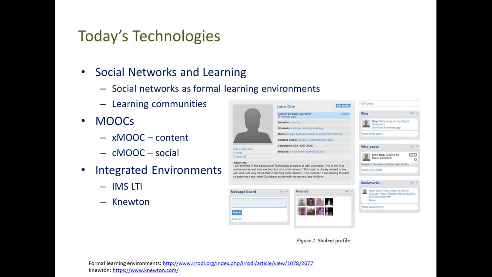The technologies for social networks and learning: we have the idea of social networks being used to create this interactive environment where we can determine whether or not people are able to get the concept right by having them discuss this concept in a community and thereby send feedback to each other. So we have John Dron writing about social networks as formal learning environments. We have people like Etienne Wenger talking about learning communities, communities of practice.